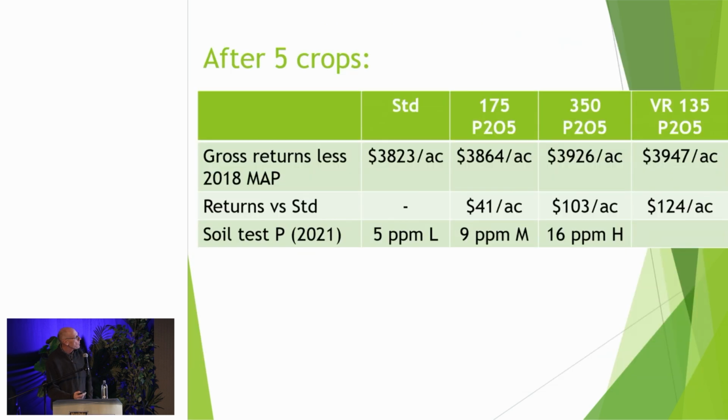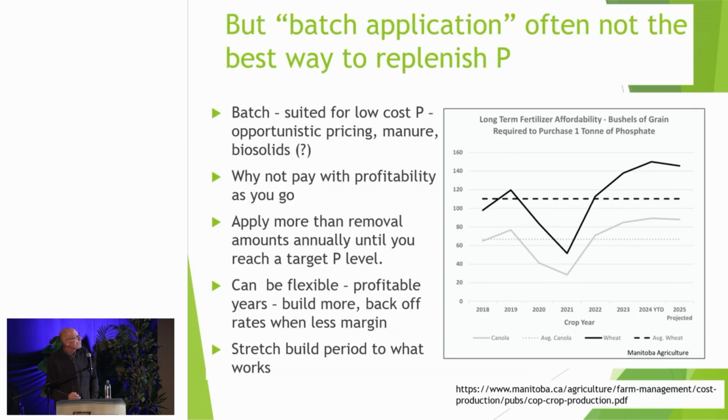If we look at the economics with that, the gross returns, so this is the returns less the cost of the MAP, I've done the math for it. The returns were $41 a head with the medium build, $103 a head with the higher build, or $124 a head with the variable rate or directed phosphorus. And these were the ranges that those were built into. So we went from a low testing soil built to a medium range versus a high. So a kind of mission accomplished there. We'll just see how long we continue doing some of that.